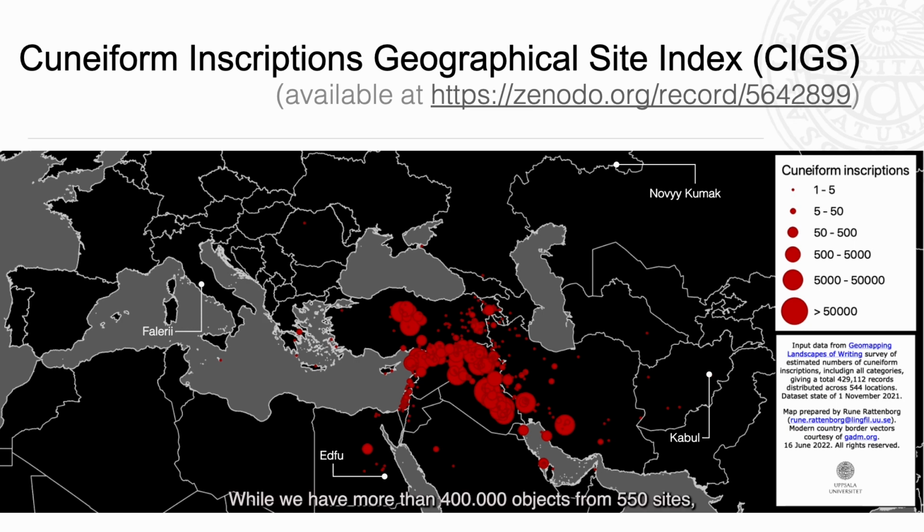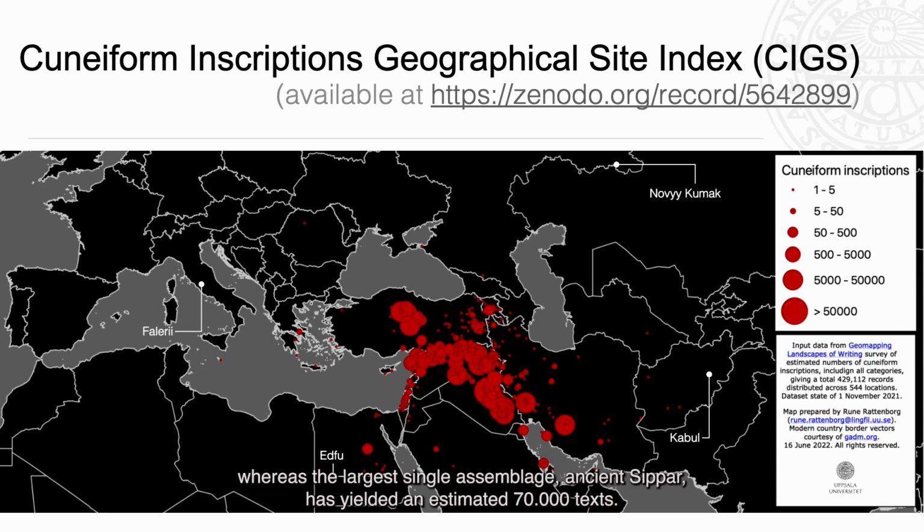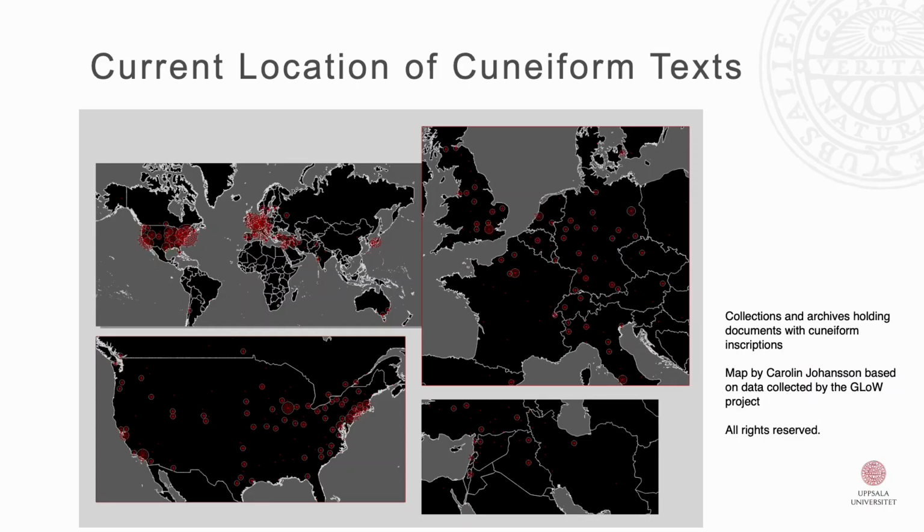While we have more than 400,000 objects from 550 sites, the majority of these assemblages, about 65%, consist of only one text per site, whereas the largest single assemblage, ancient Sippar, has yielded an estimated 70,000 texts. We have also created a similar index for the museums, archives, and private collections where cuneiform texts are located today. And on the map, you can see a snapshot of the range of locations of these collections.